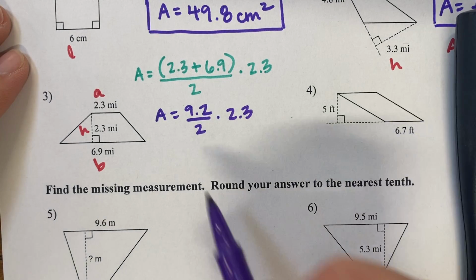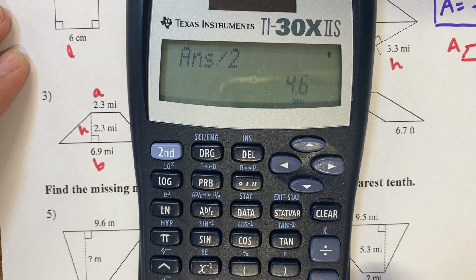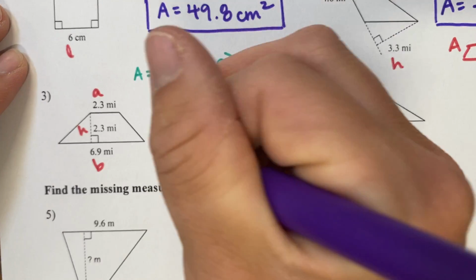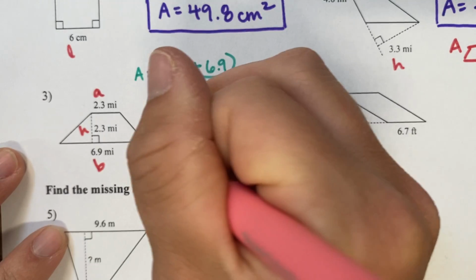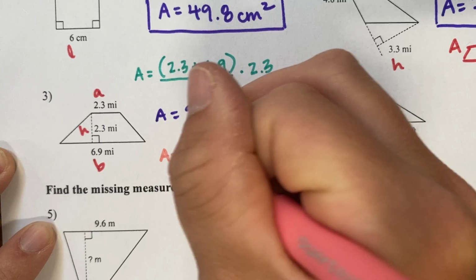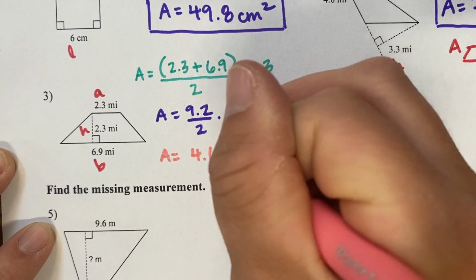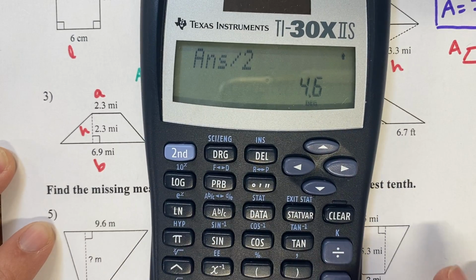Okay, so let's take 9.2 and divide it by 2 first. So 9.2 divided by 2, and we get, let me do a different color. So we turned this piece, 9.2 divided by 2, into 4.6. Lastly, we need to multiply that by 2.3. So take 4.6 times 2.3.